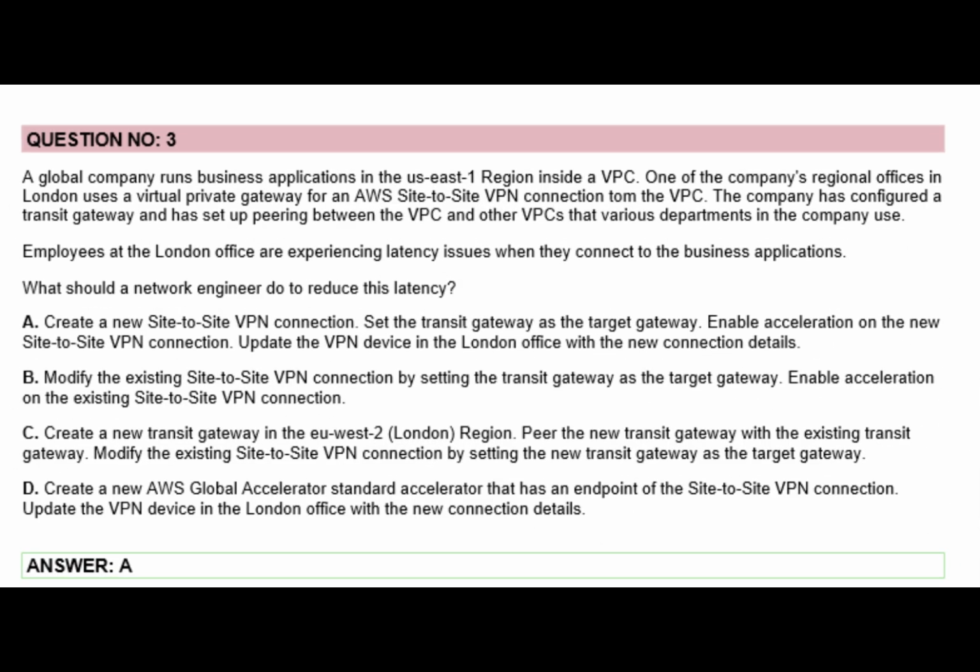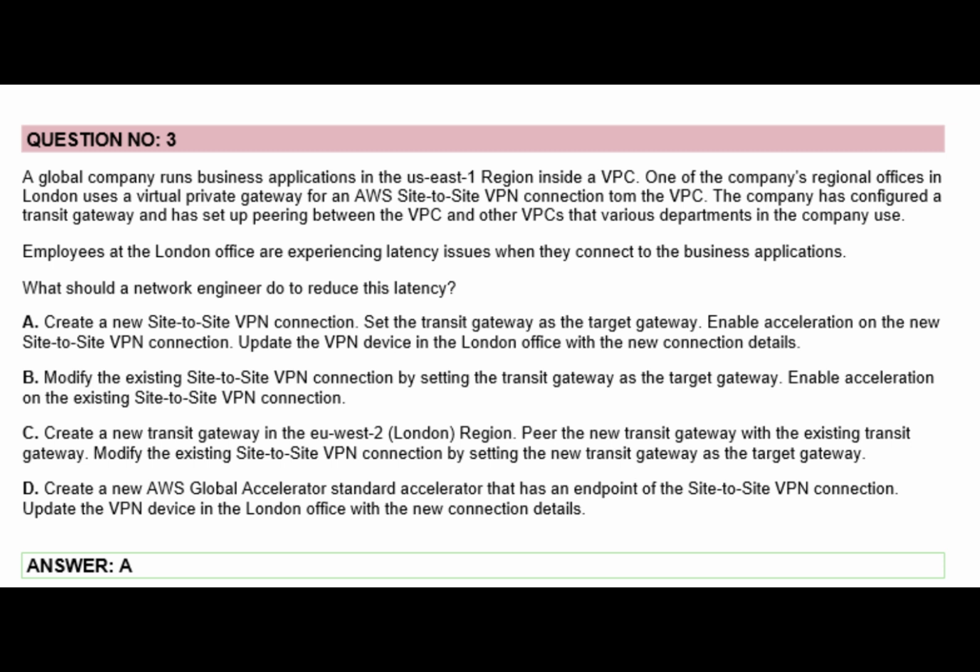A global company runs business applications in the East 1 region inside of a VPC. One of the company's regional offices in London uses a virtual private gateway for an AWS site-to-site VPN connection on the VPC. The company has configured a transit gateway and has set up peering between the VPC and other VPCs that various departments in the company use. Employees at the London office are experiencing latency issues when they connect to the business applications. What should a network engineer do to reduce this latency?